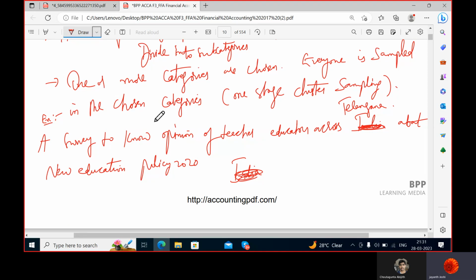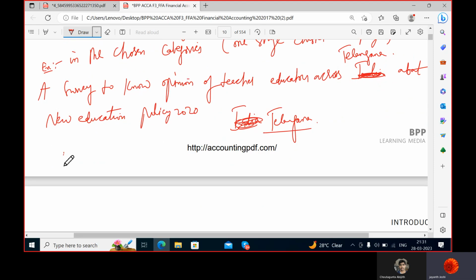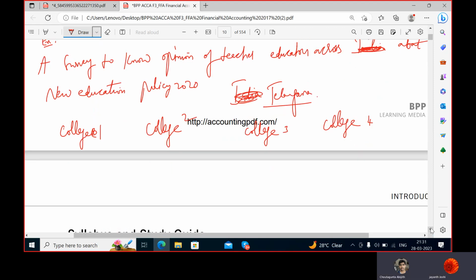But what we can do here is sample in such a way that we divide the population into clusters. How will we do that? We'll take Telangana here, and we will take colleges in Telangana. College 1, college 2, college 3, college 4, and there are some 15 colleges, so it goes till college 15. So in entire Telangana there are 15 colleges. These colleges are the clusters for us.